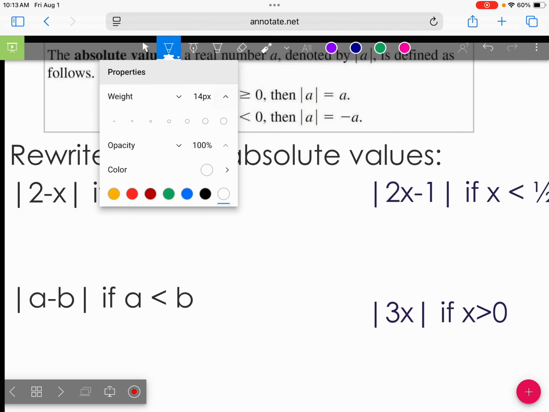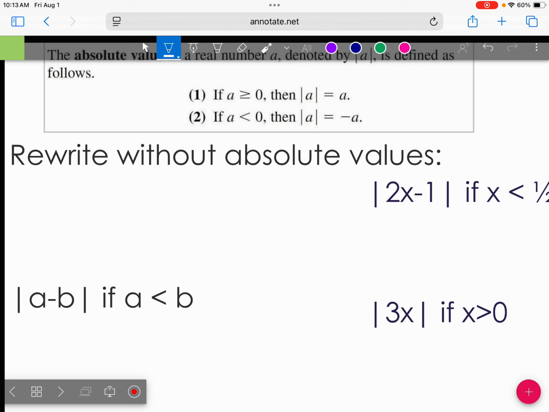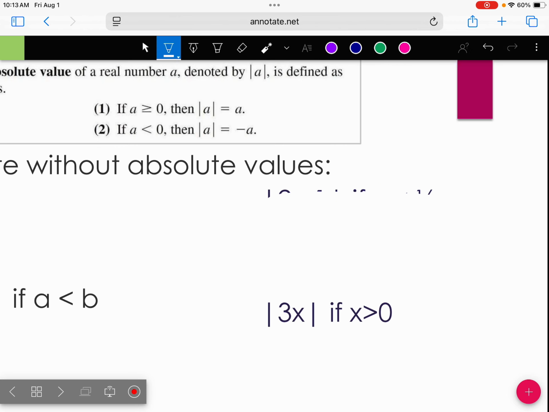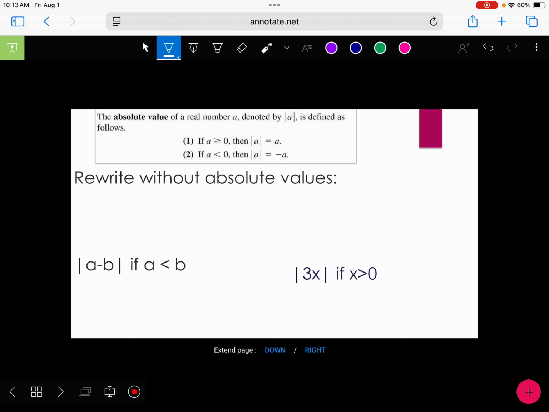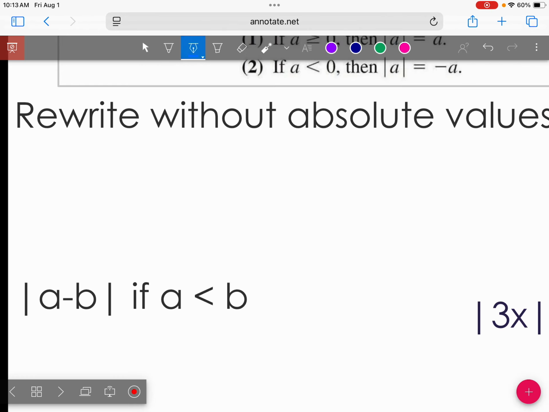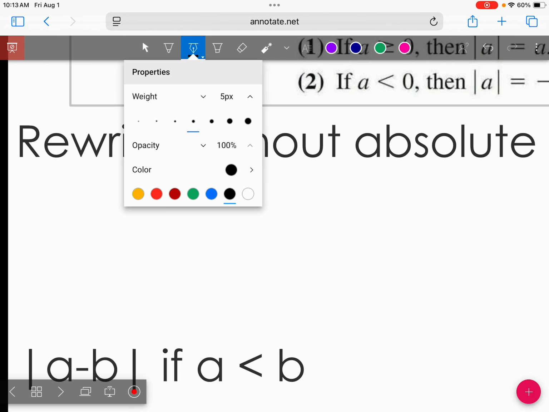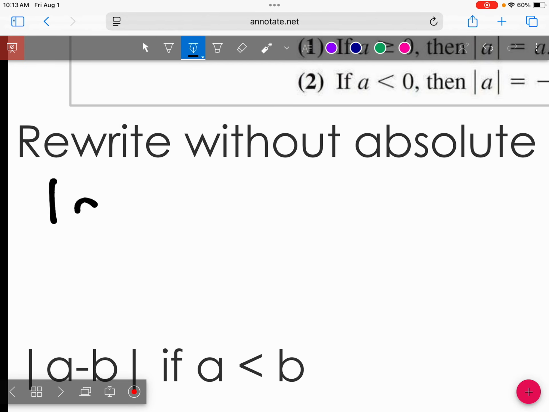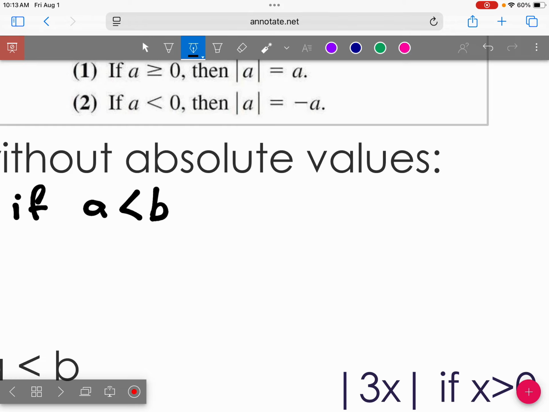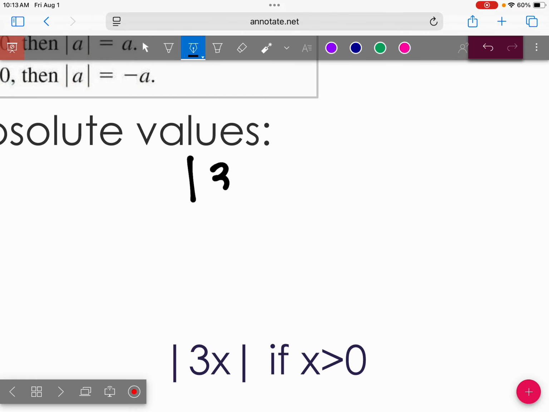Yay, we love that. Okay, I'm going to put up our next page, and at the same time I'm going to be rewriting part of the next page because they're way at the bottom for some reason. I'm going to rewrite these at the same time you're writing them down. So we're going to do the absolute value of a minus b if a is less than b, and the absolute value of 3x if x is greater than 0.